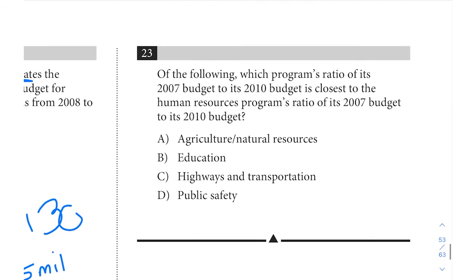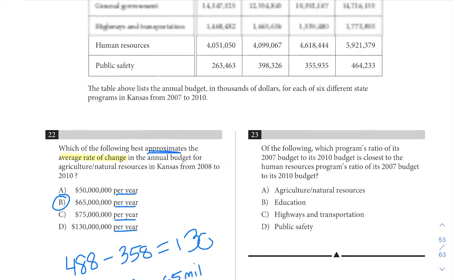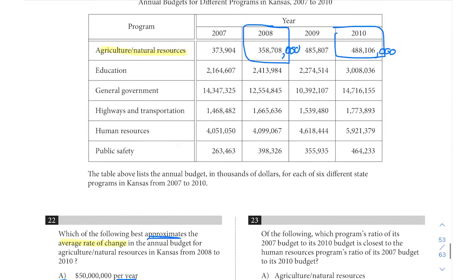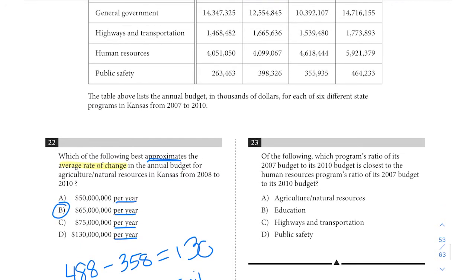Now let's move on over and take a look at 23, which again pertains to this same table of information. So make sure that we keep that in mind as we look at 23, which reads, of the following, which program's ratio of its 2007 budget to its 2010 budget is closest to the human resources program's ratio of its 2007 budget to its 2010 budget?